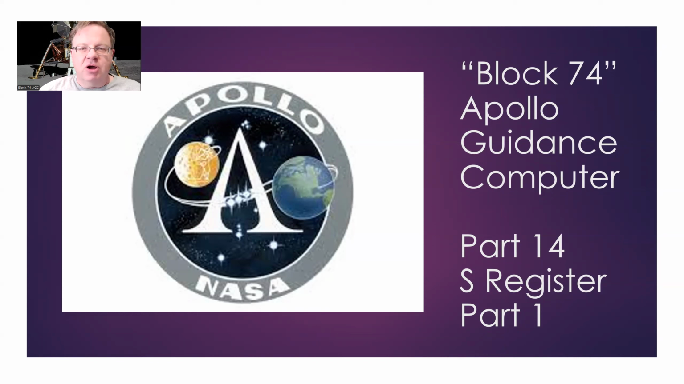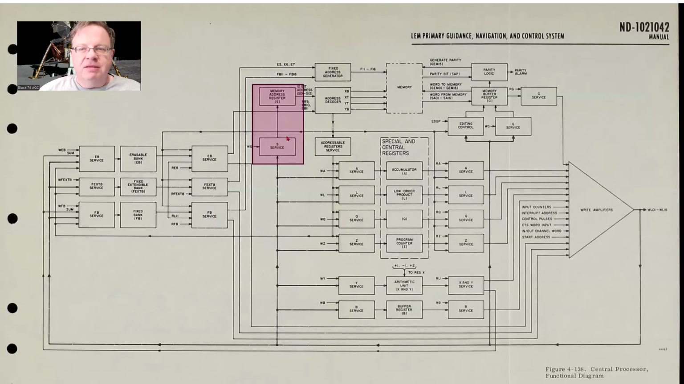So today we're going to talk more about the memory structure of the Apollo Guidance Computer, so you can see what the S register is. It's the memory address register, and it's used to basically generate the appropriate addresses for accessing either the fixed memory or the RAM, the random or erasable memory.